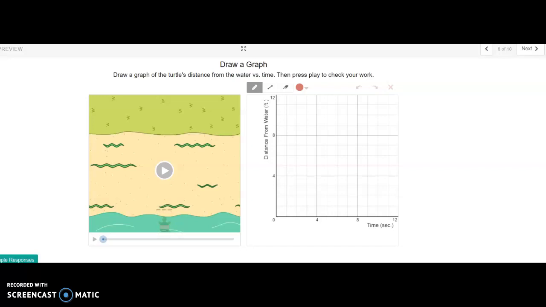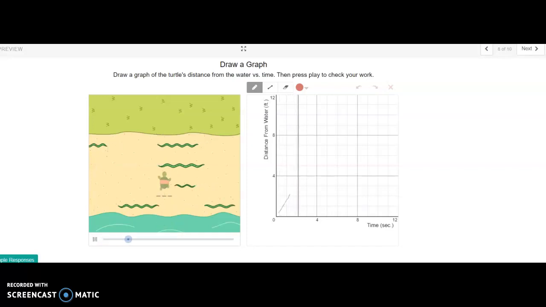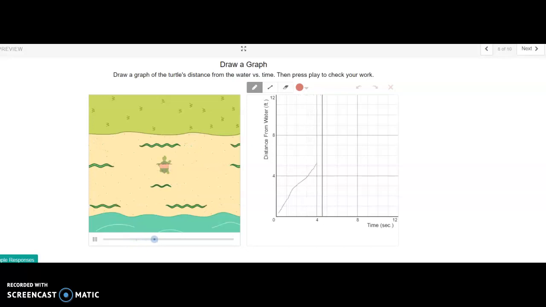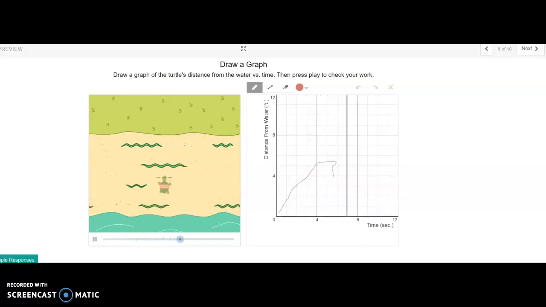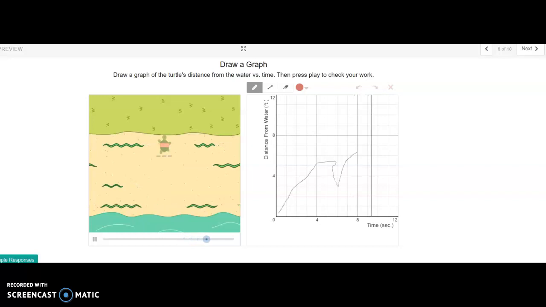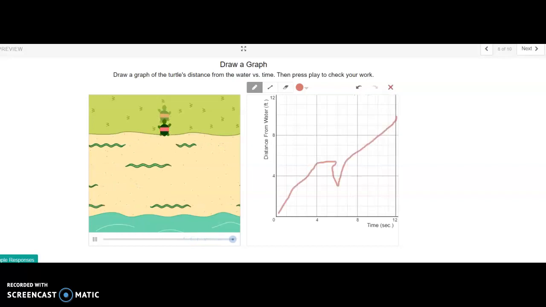Notice that as I'm moving my pen up and down this graph, there's a line on the beach that shows me where my turtle is. So I can watch this video and see, oh, I need to go back. You want to try to keep up with that mark on the beach, the turtle, while you're drawing your graph. And you want to try to keep time moving and go along. So let's see how I did.